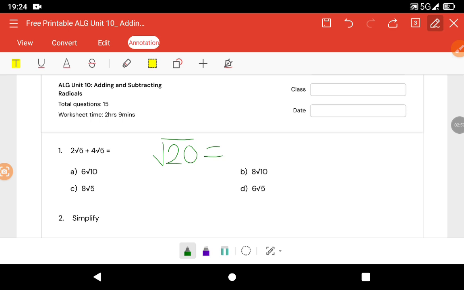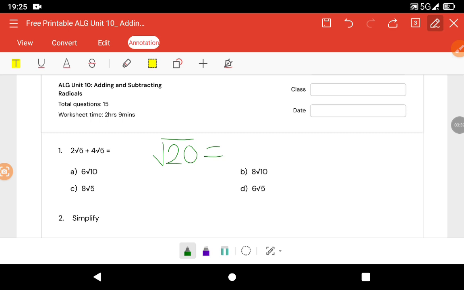What is a perfect square? A perfect square is a number you get when you multiply another number by itself. For instance, 4 is a perfect square. You get it when you multiply 2 by itself. 2 times 2 is 4. 9 is a perfect square. You get it by multiplying 3 by 3. 3 times 3 is 9. So we are looking for a perfect square here to help us save the situation. Because if you can't find the perfect square, you won't be able to break down this radical.